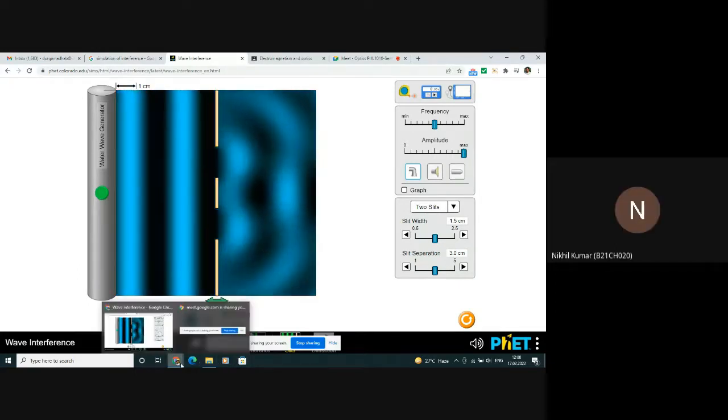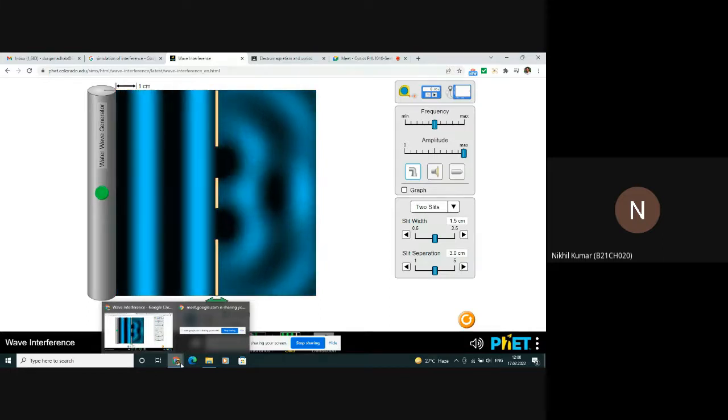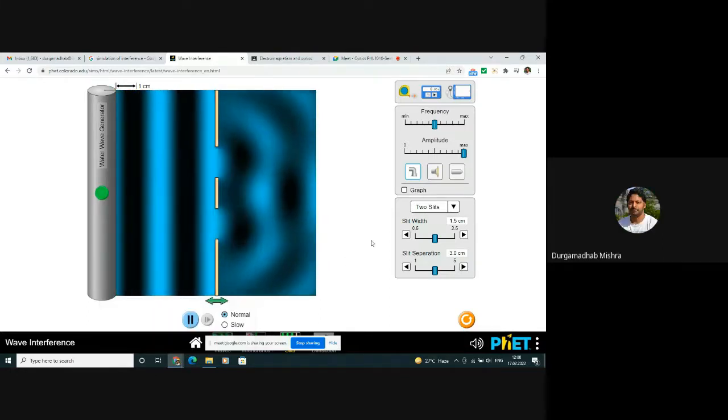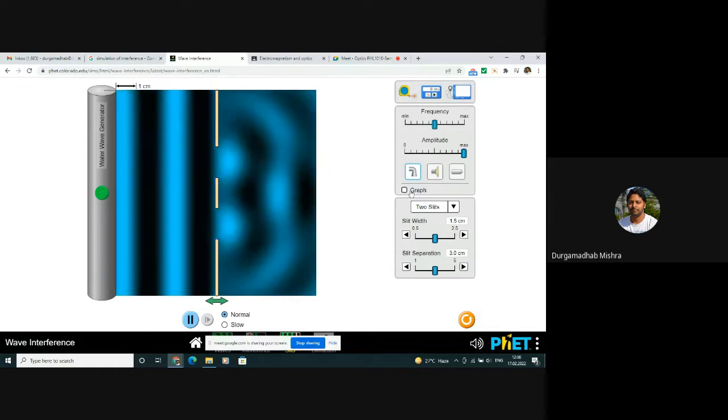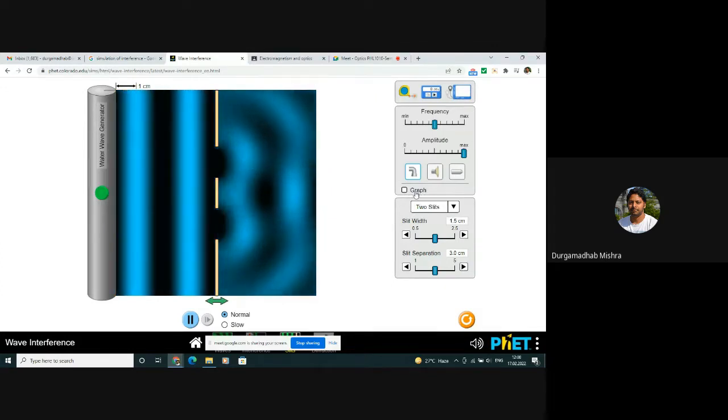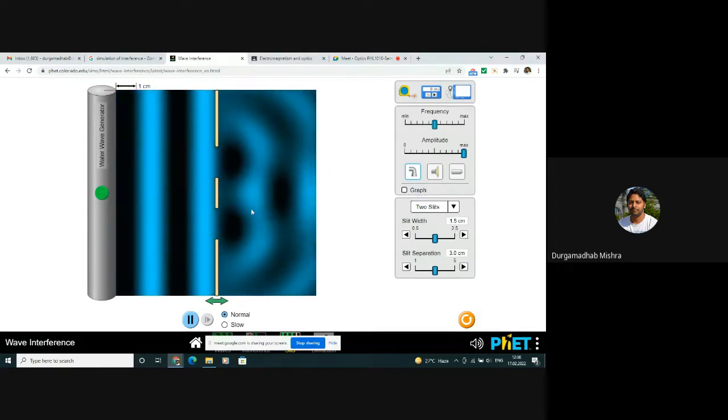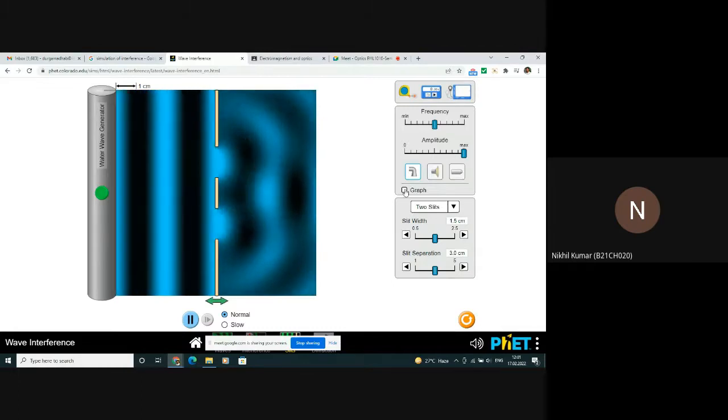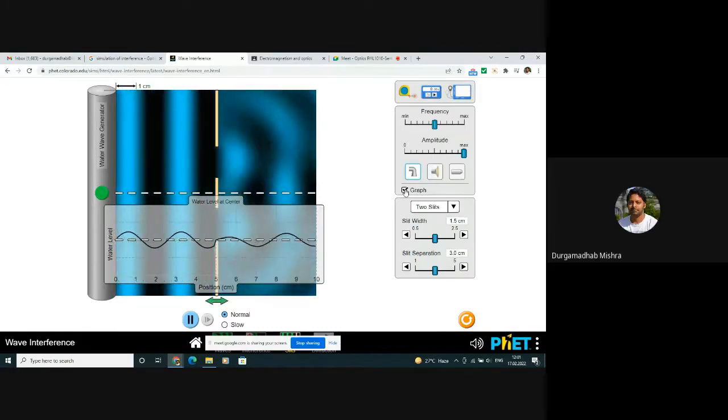So what should we do to get that graph? For the graph, you click here. No, there is a button here, graph. My mouse is there. Do you see that?